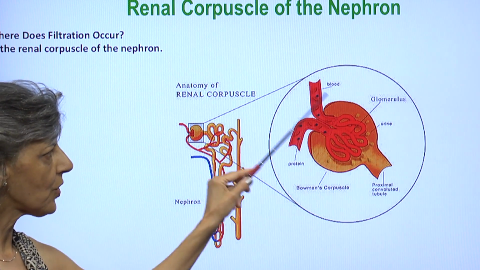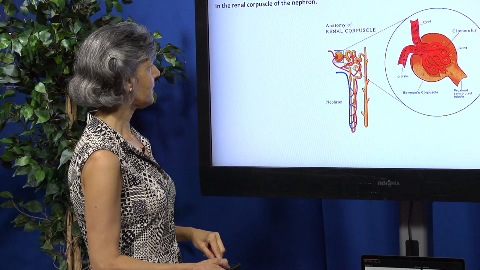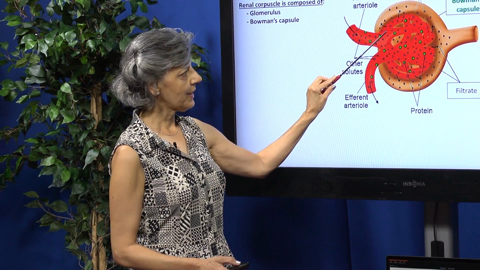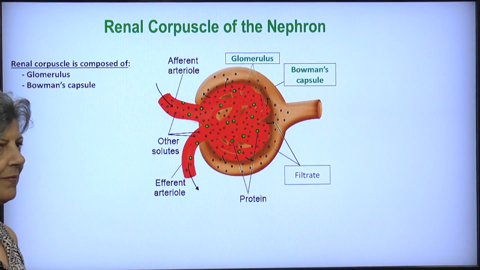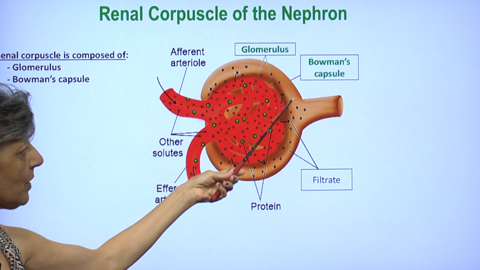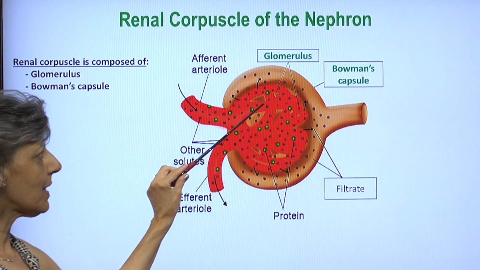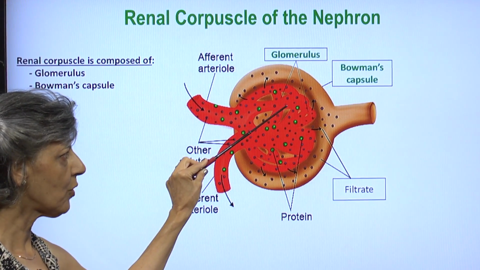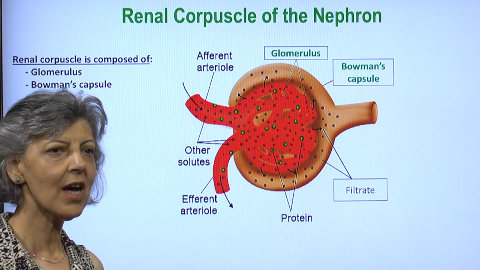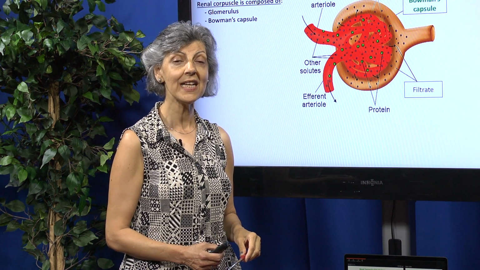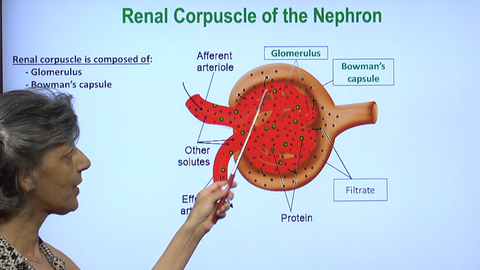So we are going to look at a little bit more detail of the renal corpuscle. This is the glomerulus. It makes the first part of the renal corpuscle. This is the capsule, Bowman's capsule, which surrounds the glomerulus. Any substances that are able to move out of the glomerulus and into this space, which is called the capsular space, is now filtered, and we call it the filtrate. It's no longer blood. It has been filtered through.